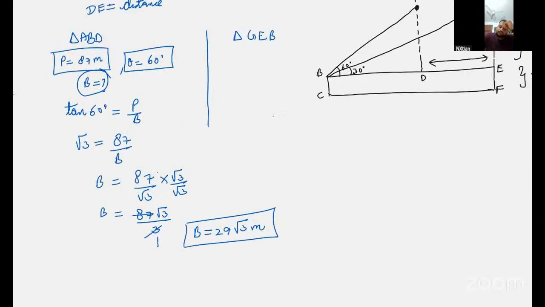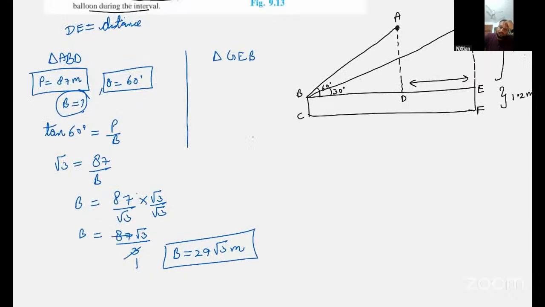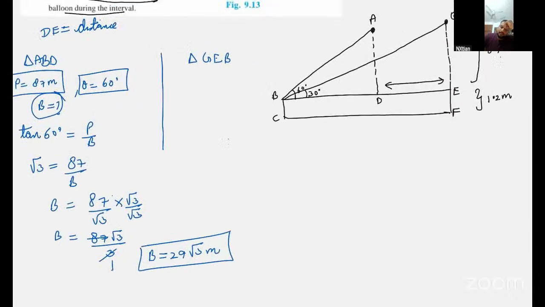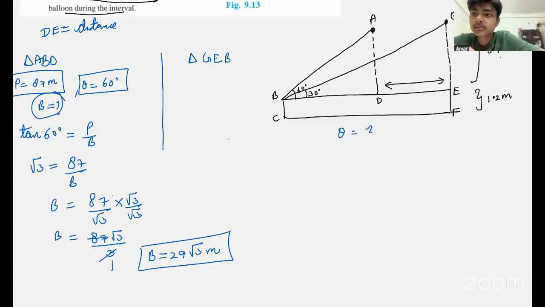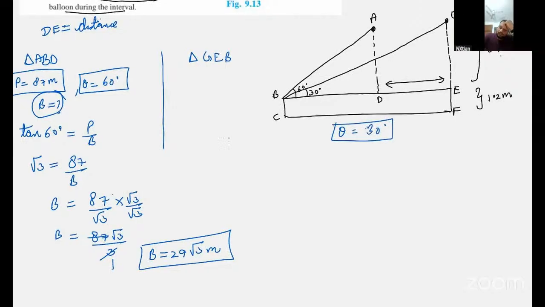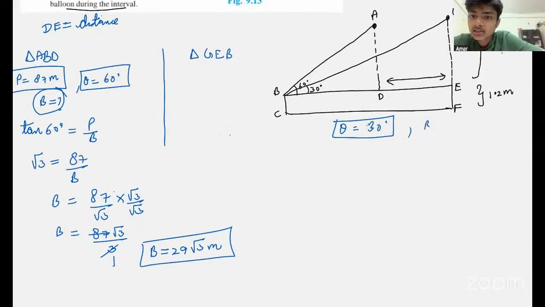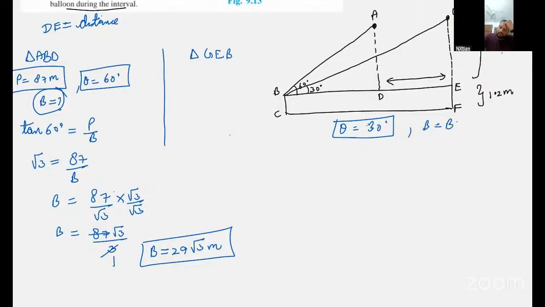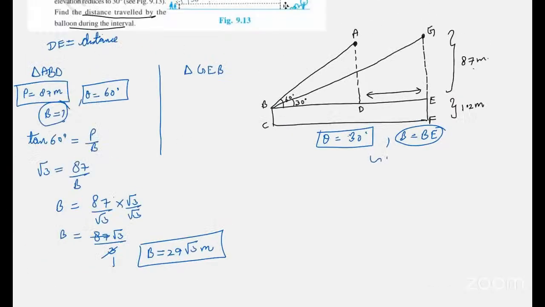Still any problem? Now in triangle GEB, what is theta, Amar? 30. Okay, and what is the base? The base will be BE, no? And what is the perpendicular? GE. Perpendicular is 87. Yes, yes.